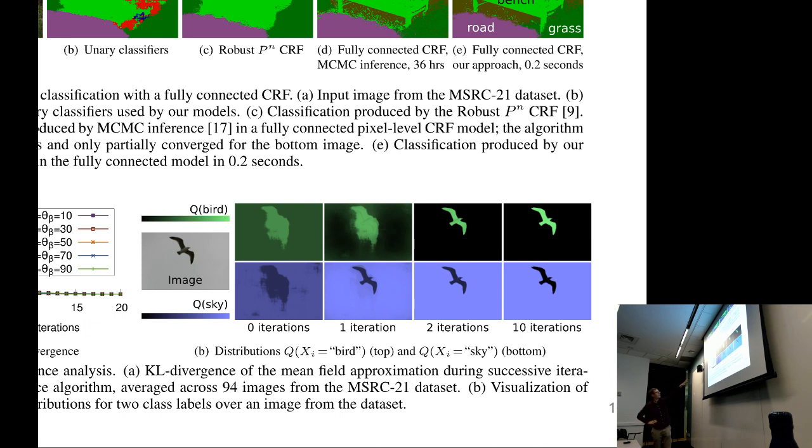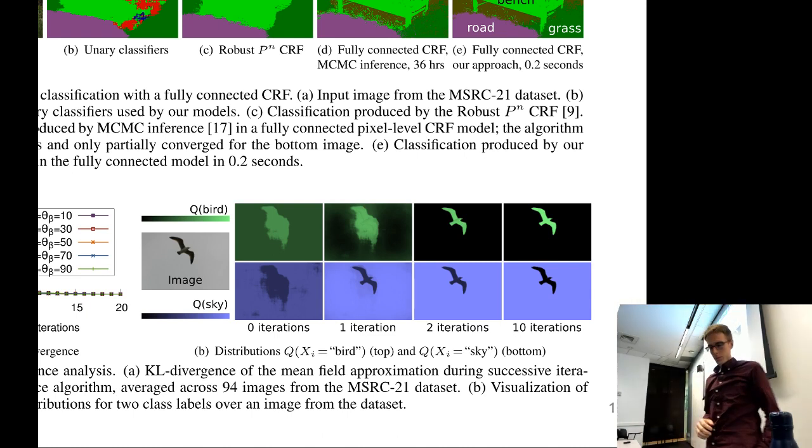And you can see that even just after one iteration, the Q sky distribution has really narrowed in on what is sky, and it's sort of cut out the bird as not sky. Okay, but in the top, after one iteration, it's still not exactly sure what the bird is. It really takes two iterations before Q bird actually kind of comes into focus. Okay. And then by 10 iterations, they're both really crisp.